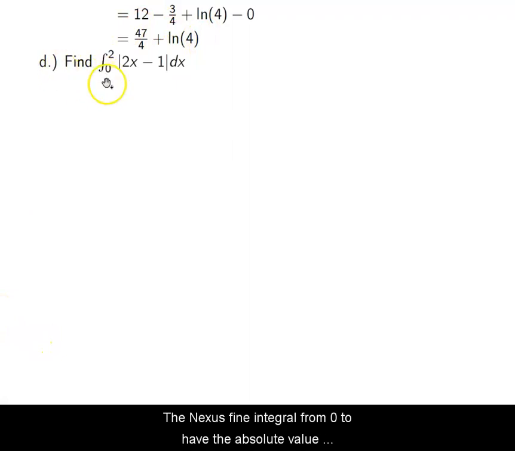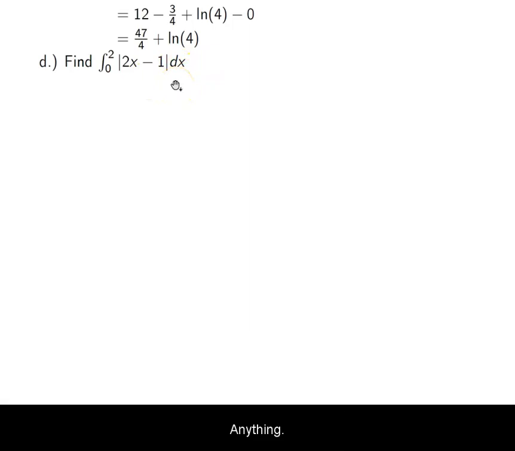Okay, so next let's find the integral from 0 to 2 of the absolute value of 2x minus 1 dx. Now this one is a little bit tricky. Maybe you want to try this on your own. Maybe you want to just wait for us. That's fine. I'll give you guys a second where I don't say anything so you can pause it if you want. Okay, so maybe you try this on your own.